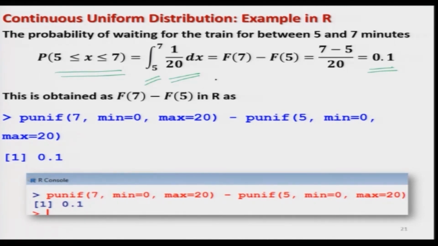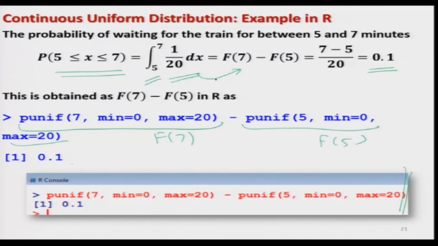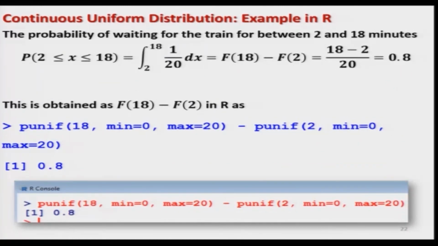In case you want to find this probability using the R software, it can be written as F(7) minus F(5), that means the value of the CDF at 7 and 5. And now you know how to write down this F(7) and F(5). F(7) can be written like this, and F(5) can be written like this. If you solve it, you will get the value 0.1. This is the same value that you get after solving it mathematically.